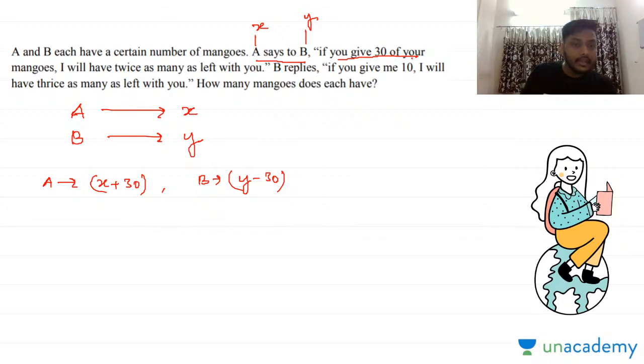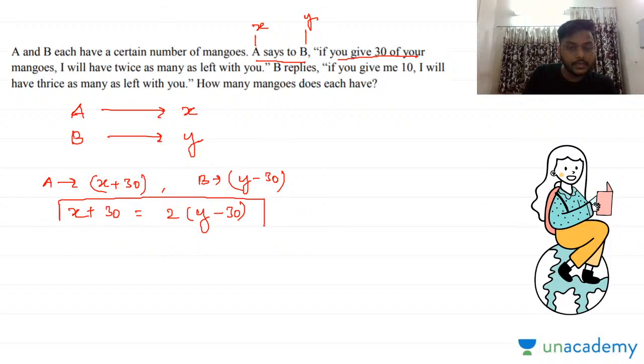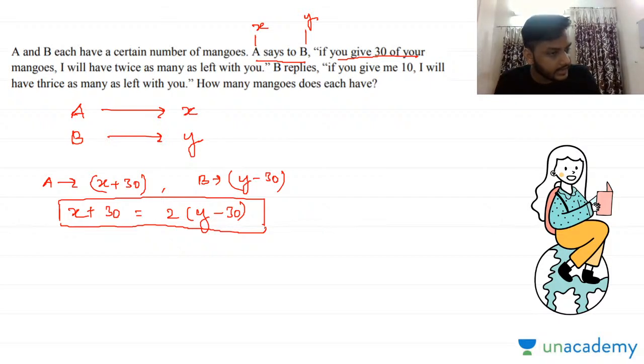In that case A says, I will have twice as many as left with you, which means the mangoes I will have, X plus 30, will be 2 times the mangoes you have, which means 2 times Y minus 30. How many of you are clear with this? So the most important part of this question is to form this equation. If you are able to form these equations correctly, you are done with the question. But if you are not able to form these equations correctly, then there is going to be some problem.